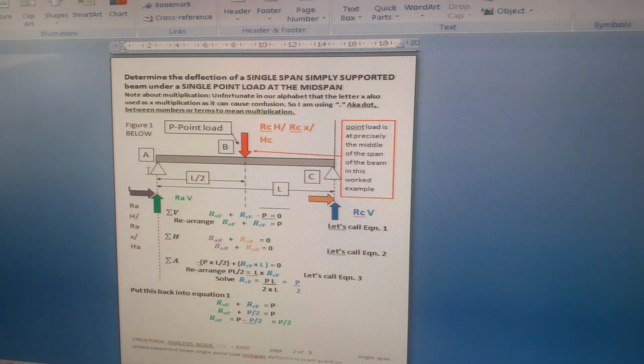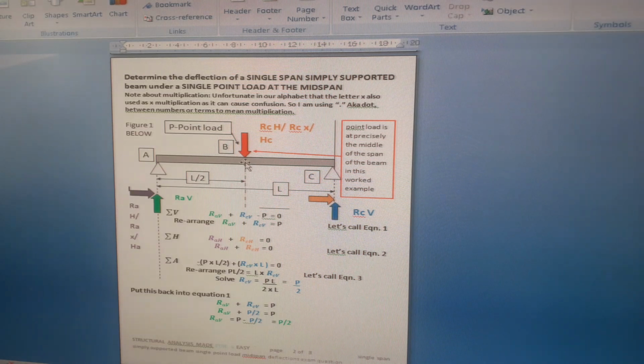So there we have it. The vertical reaction is RCV equals P over 2. We could take moments about C and get the same result, because the beam is symmetrical about a middle vertical line. So put this back into equation 1: RAV plus RCV equals P. RAV plus P over 2 equals P. RAV equals P minus P over 2, which equals P over 2. So both vertical reactions are P over 2.